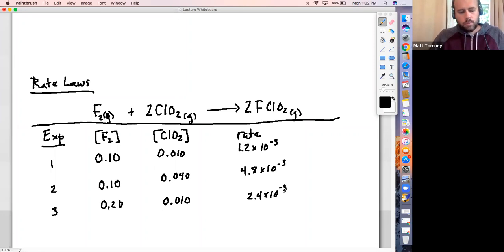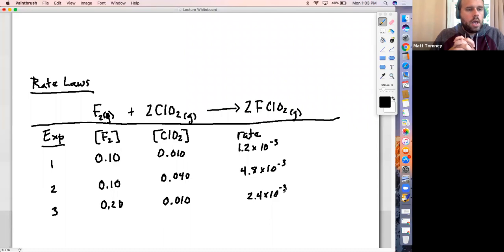Okay. Now, what's important to note here, and this is the way you would always want to set this up experimentally speaking, is that we are holding one variable constant while we are changing another. So in experiment 1 and 2, we are holding the fluorine concentration constant while we are allowing a fluctuation in the ClO2 concentration. And then when we look at experiment 1 versus 3, we are holding the ClO2 concentration constant while we are allowing the fluorine to vary.